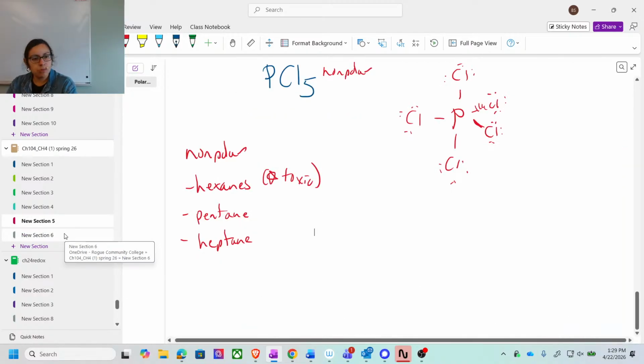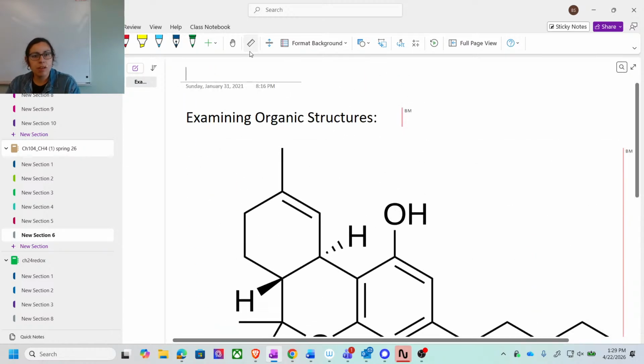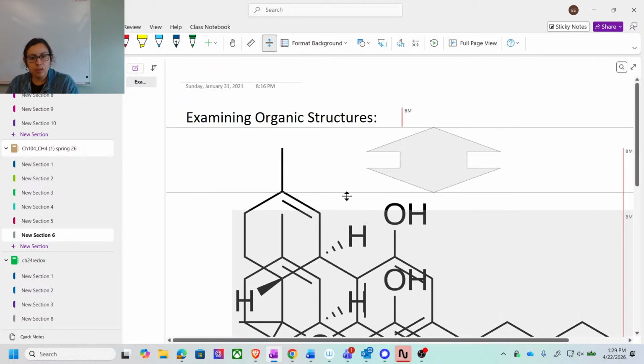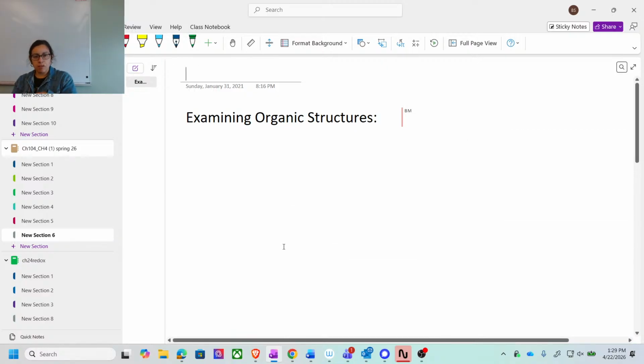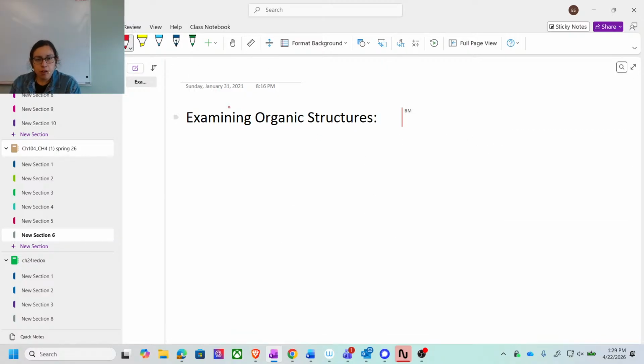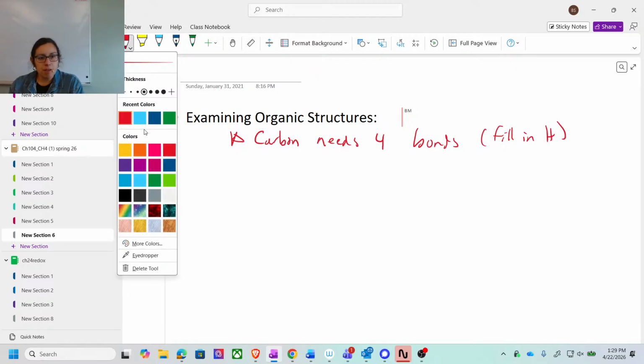All right, so let's switch to looking at these organic structures. Well, let's start with something a little simpler before we look at those big molecules. For our organic structures, the main thing to keep in mind is that carbon needs 4 bonds, and then you fill in with hydrogen. So let's compare these two examples.